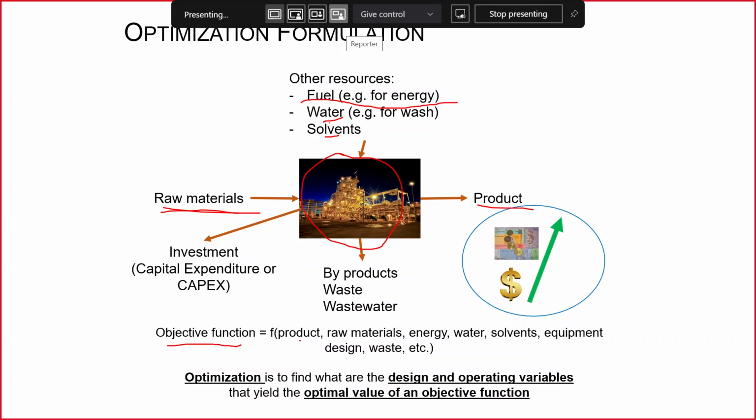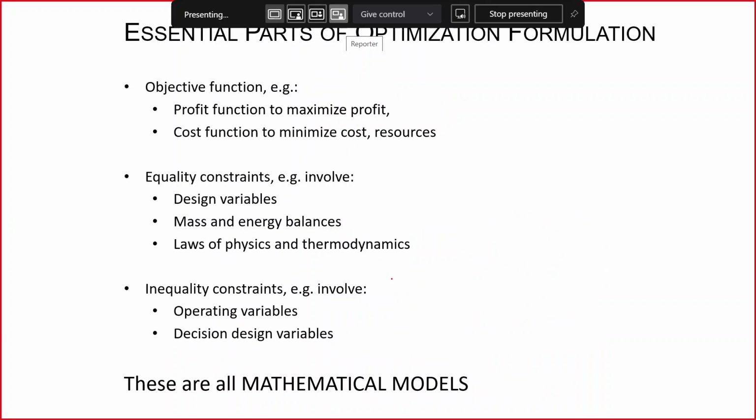So objective functions are functions of the amount of the product, the raw materials, energy, water, solvent, and so on. Then the optimization, if we take into account the design of the plant, is basically to find the set of design criteria, like how big is the distillation column, how big is the reactor, what type of catalyst. And then what are the operating variables like the flow rate, pressure, temperature, in such a way that it will yield a maximum or optimum value of the objective function, which is in this case the profit.